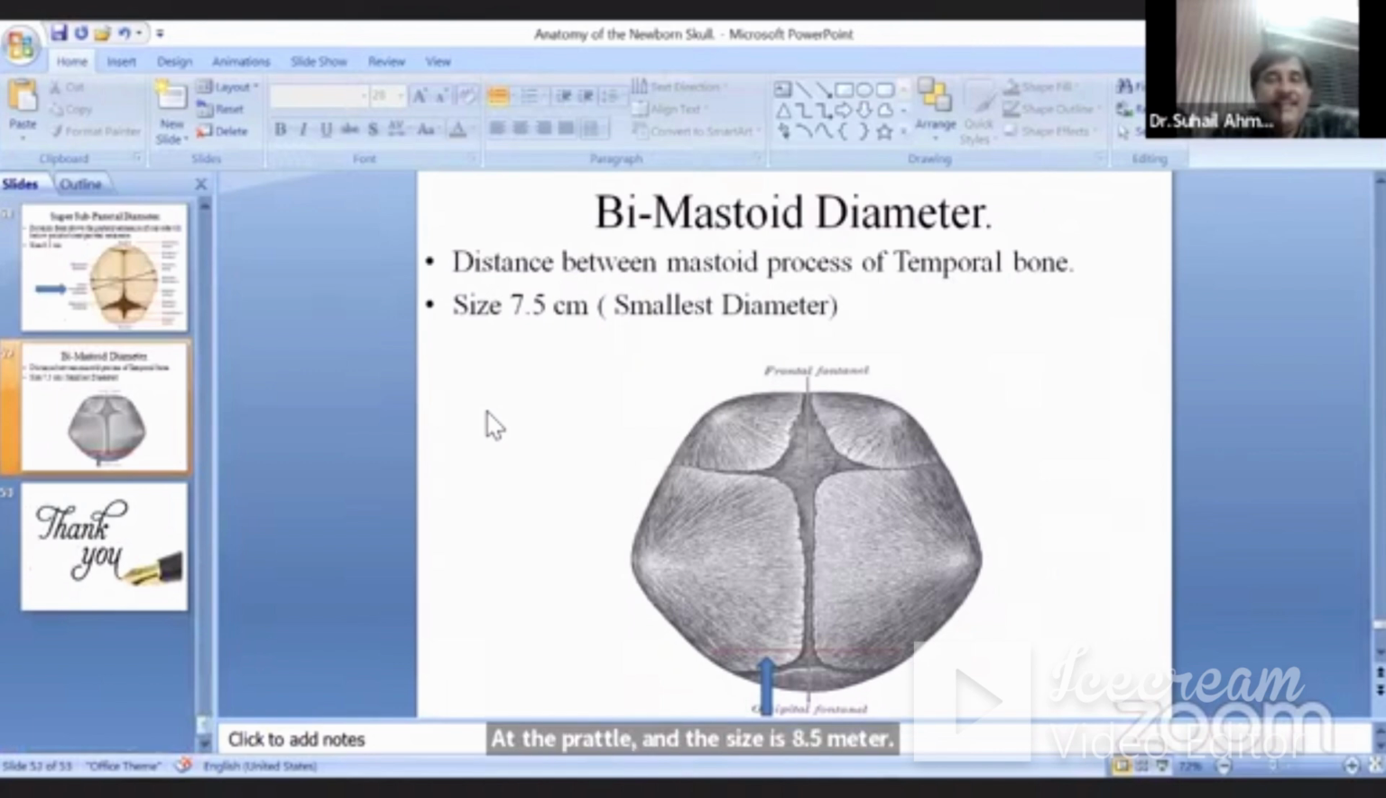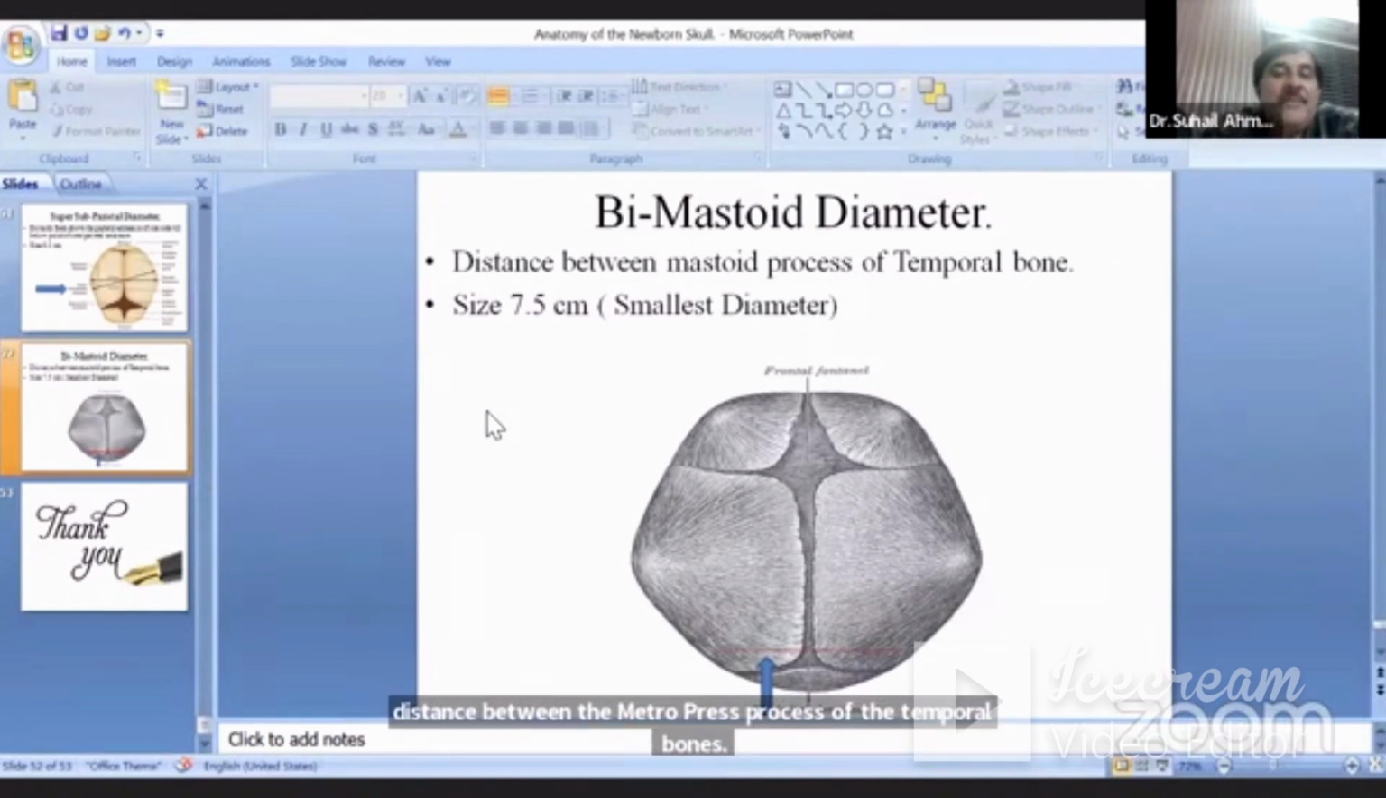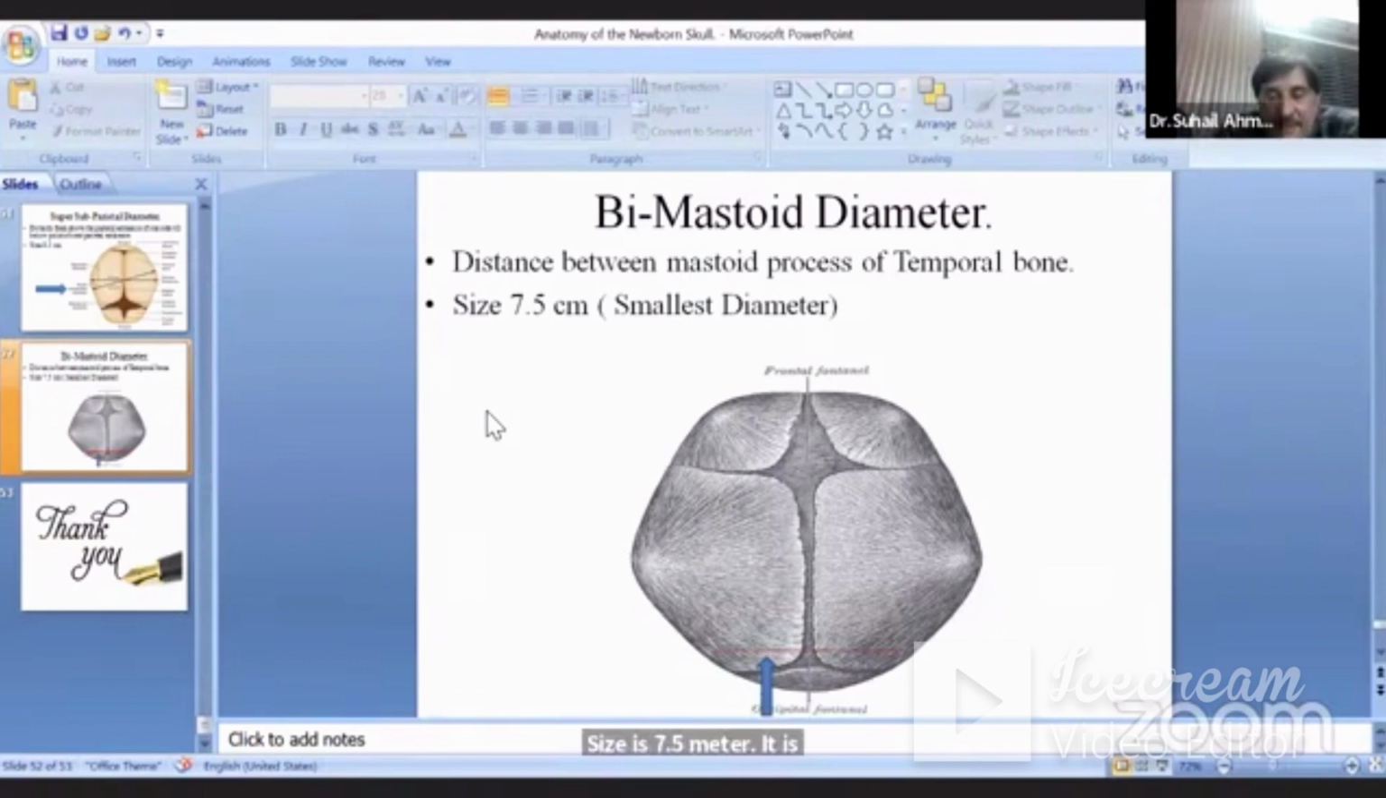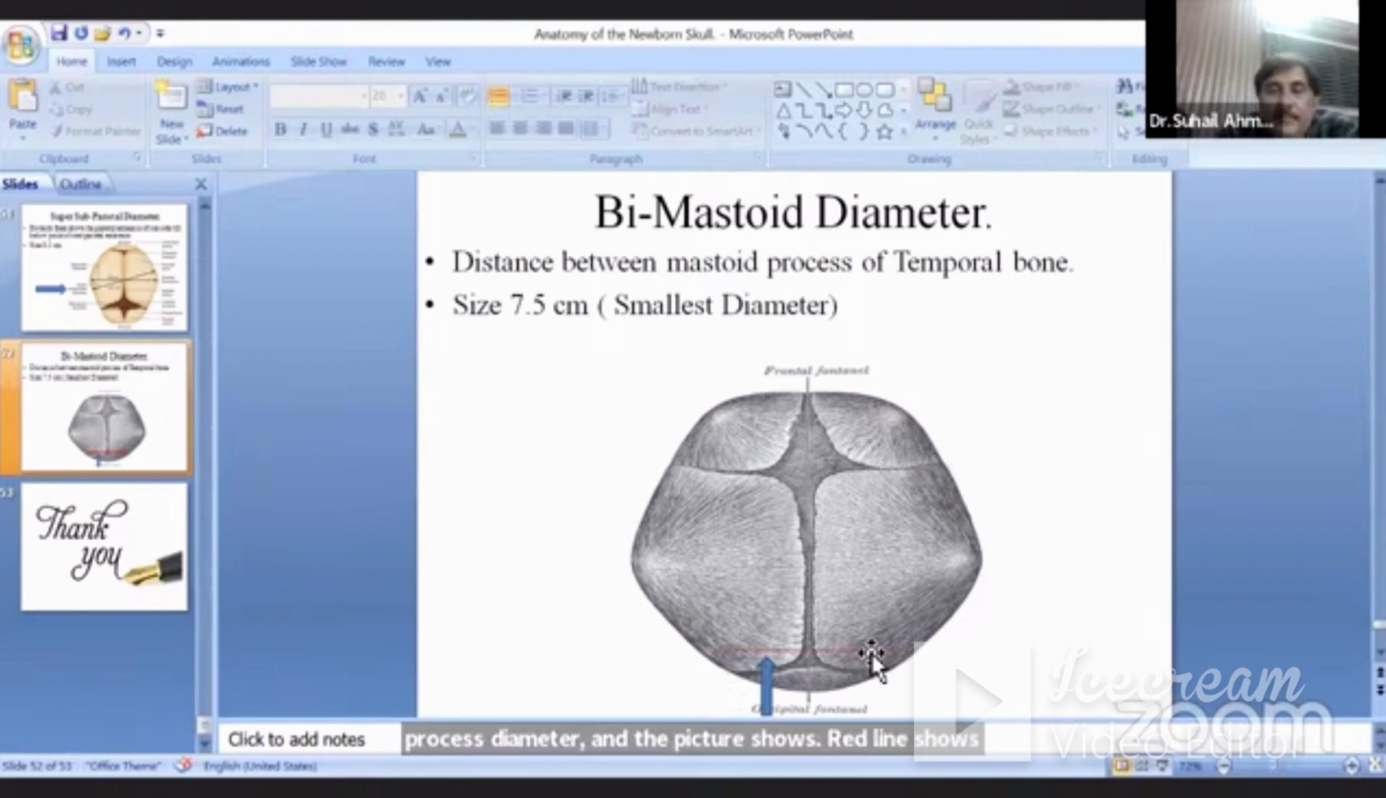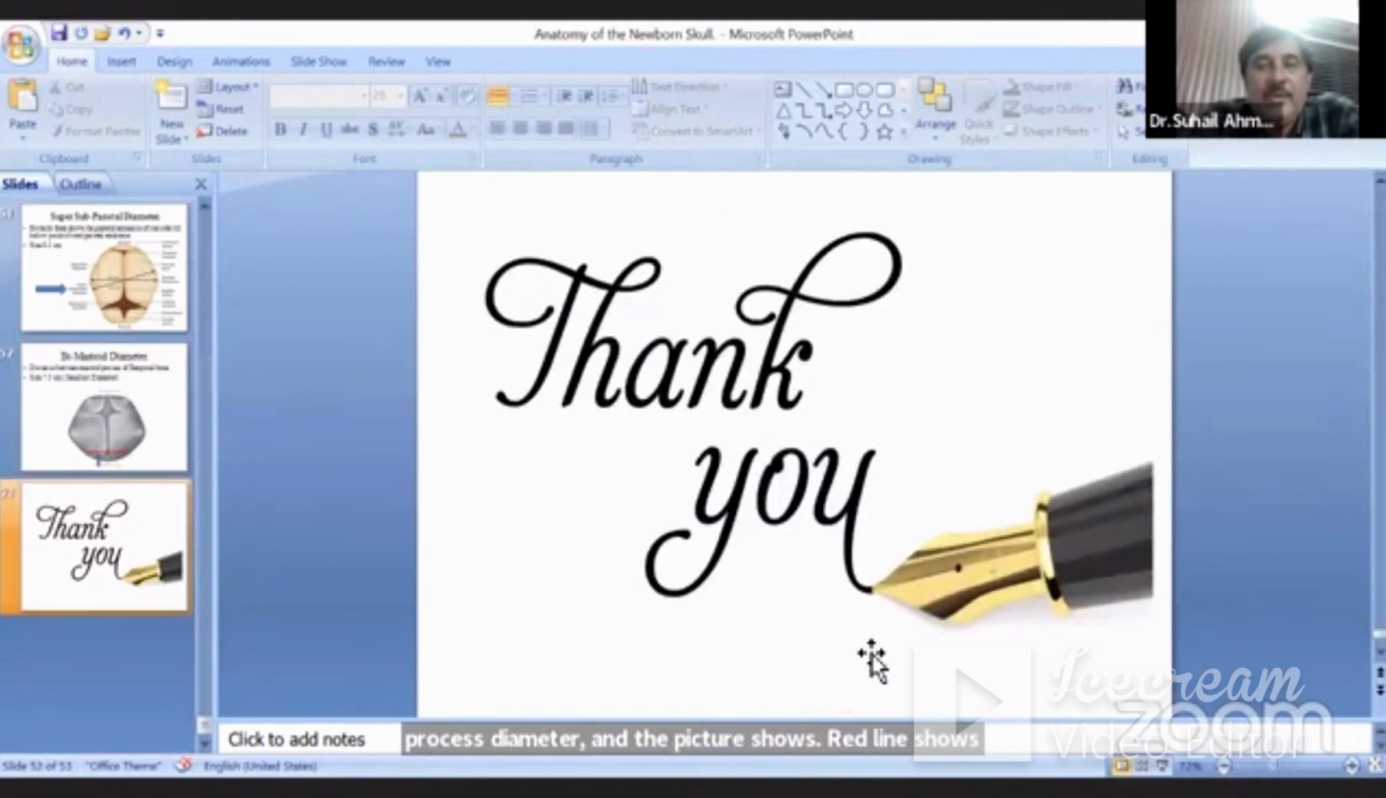And in the last, there is the bimastoid diameter. The distance between the mastoid processes of the temporal bones, size is 7.5 centimeters. It is the smallest diameter of the transverse diameters. As the picture shows, the red line shows the bimastoid diameter. So this is all about the anatomy of the neonatal skull.